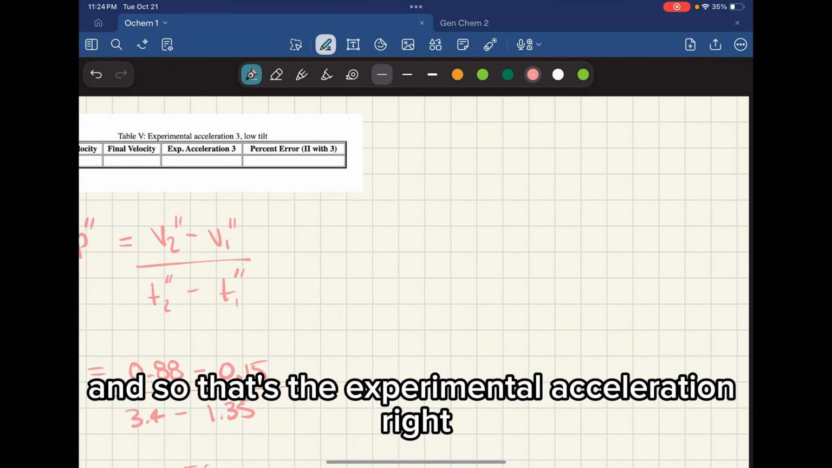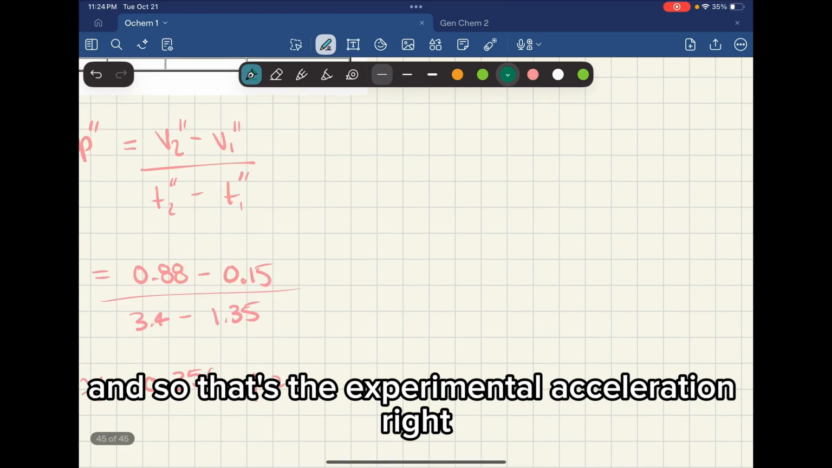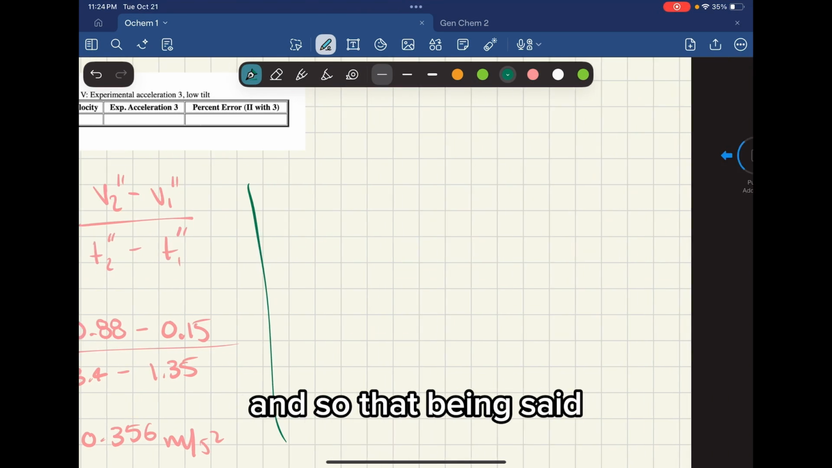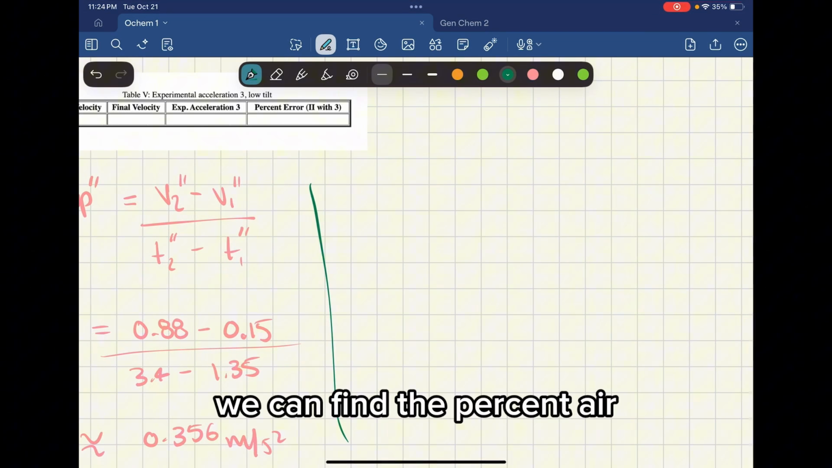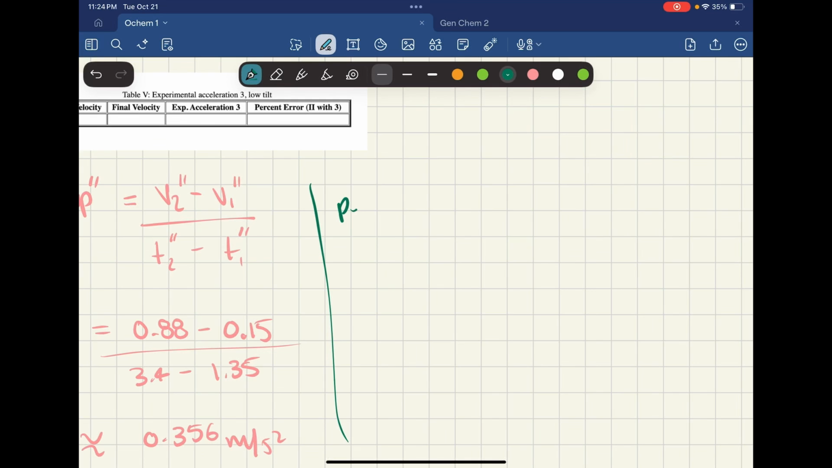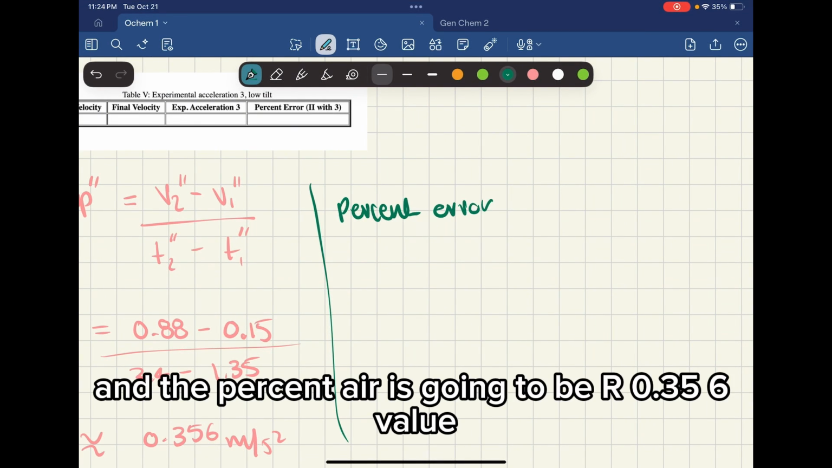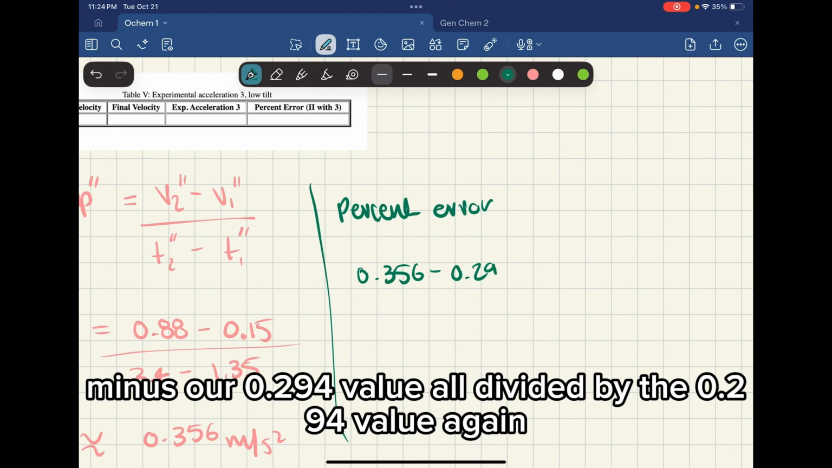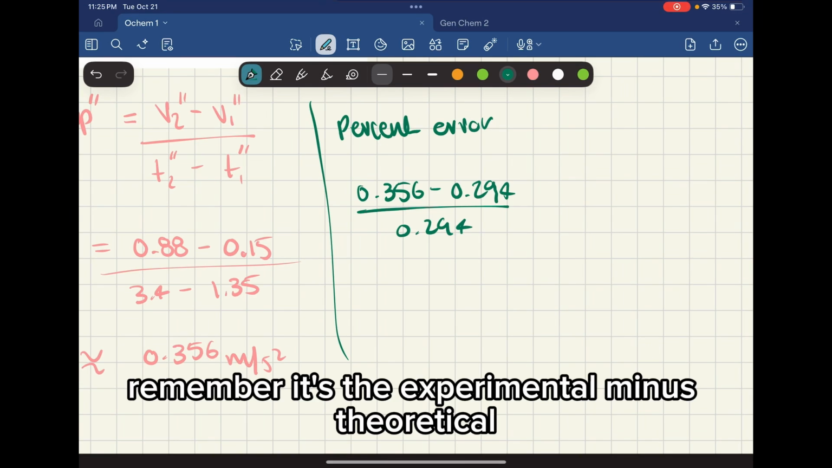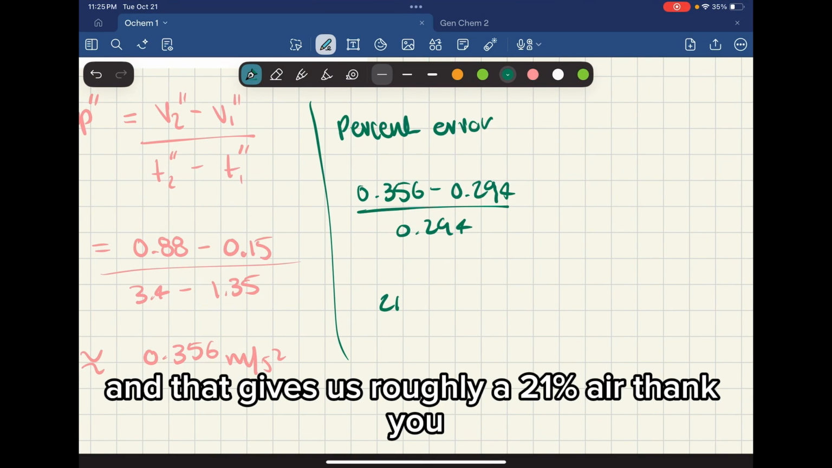And so that's the experimental acceleration, right? And so with that being said, we can find the percent error. And the percent error is going to be our 0.356 value minus our 0.294 value, all divided by the 0.294 value again. Remember, it's the experimental minus theoretical divided by theoretical again. And that gives us roughly a 21% error.